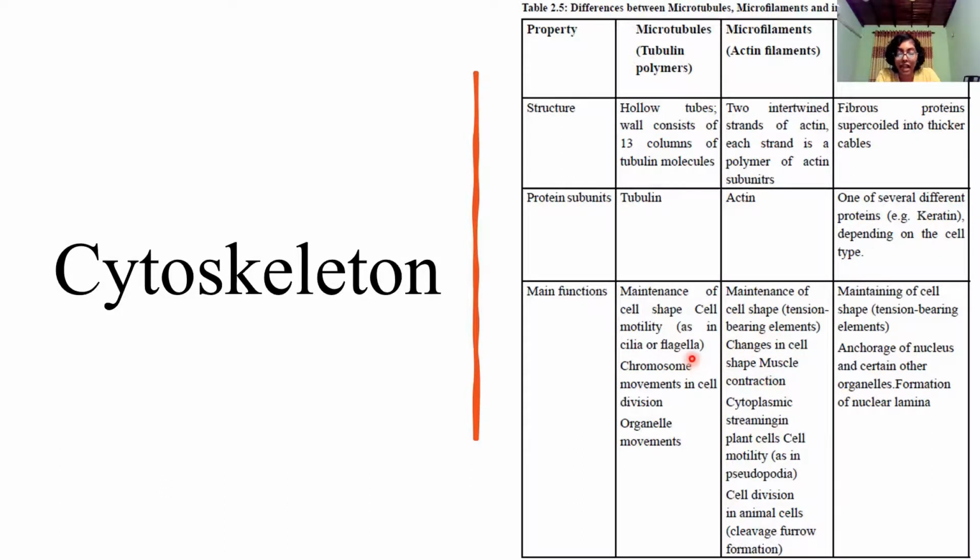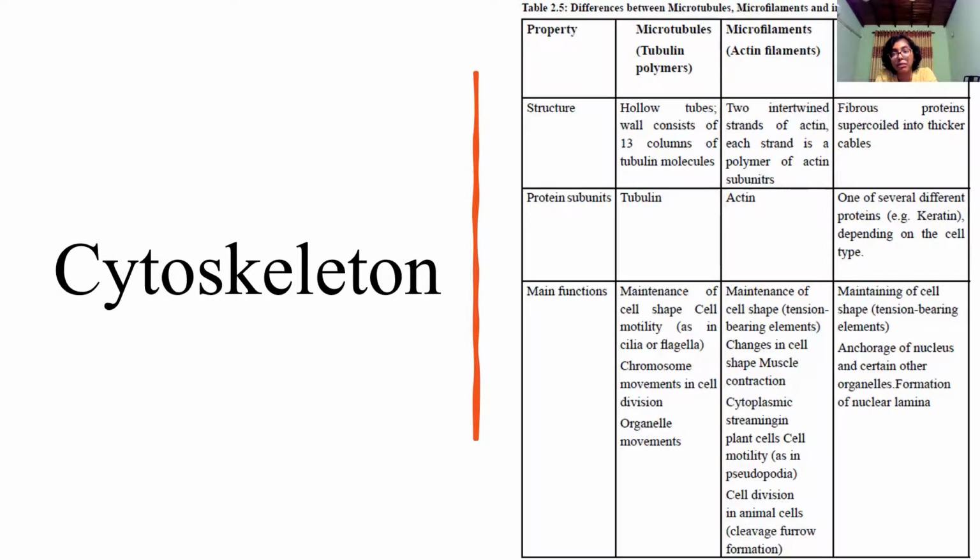In muscle contraction, you'll also be learning about that. In muscle contraction, actin and myosin filaments participate. The myosin head binds with actin and the actin filaments are pulled. So it is useful in muscle contraction to contract the muscle. That is what they have mentioned here. So these are the main functions of actin filaments.